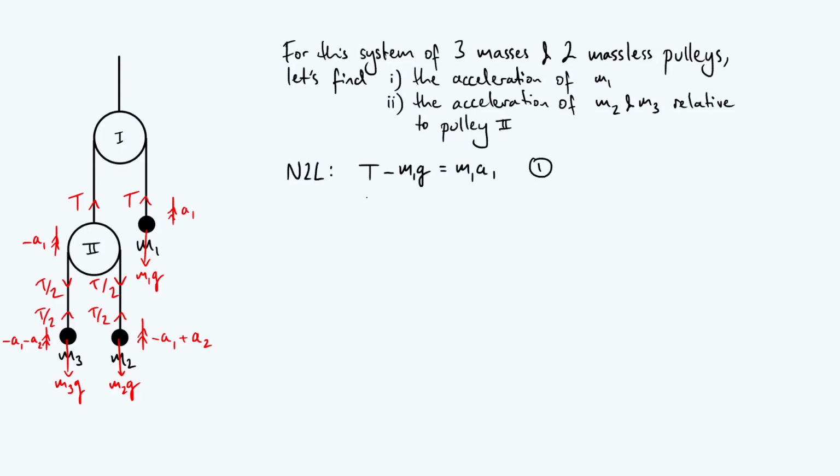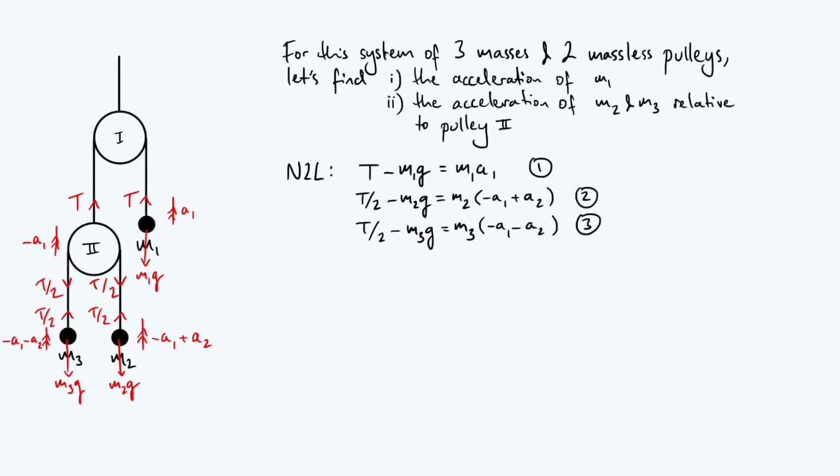The resultant force on mass m2 upwards is T over 2 minus m2g. The mass times acceleration term is just going to be m2 times minus a1 plus a2. Let's call that equation 2. And it's much the same story for mass m3. T over 2 minus m3g is going to be m3 into minus a1 minus a2. And that's equation 3.